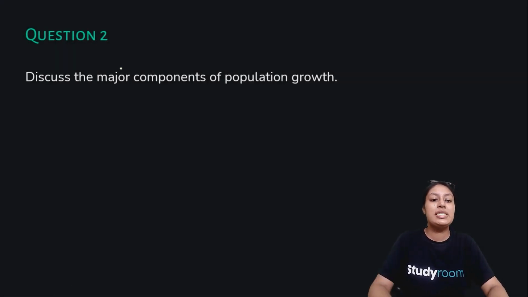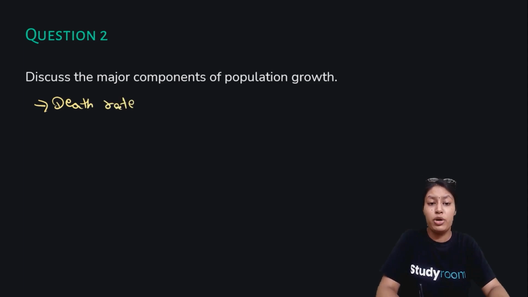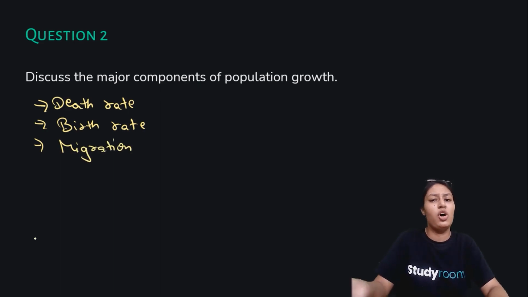Question number 2 is, discuss the major components of population growth. So there are only three components that affect population growth, which are death rate, or mortality rate, we can also say. Second, birth rate, and third is migration. Okay, migration, which can be internal or international.